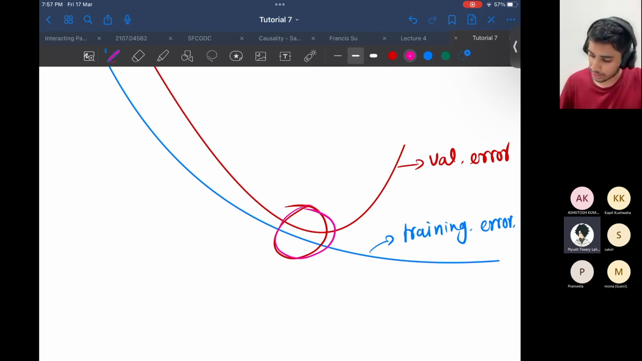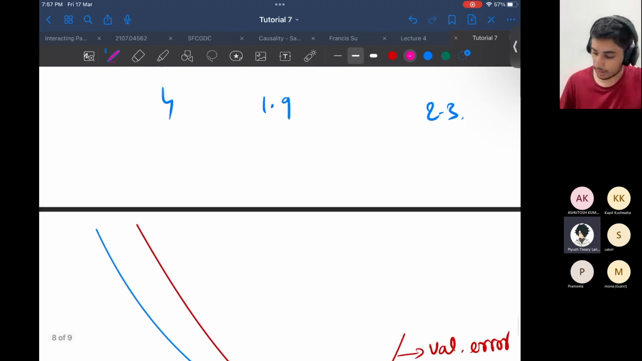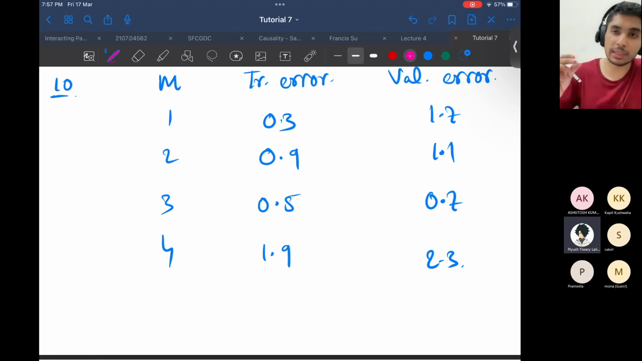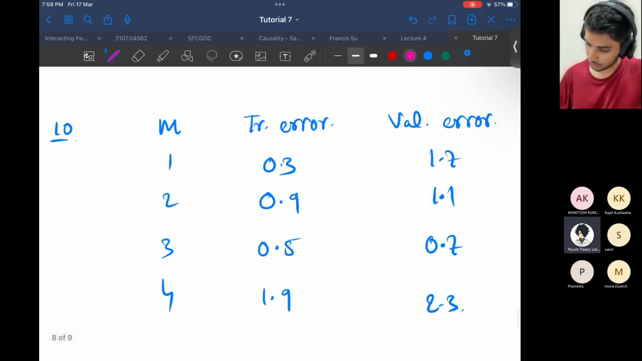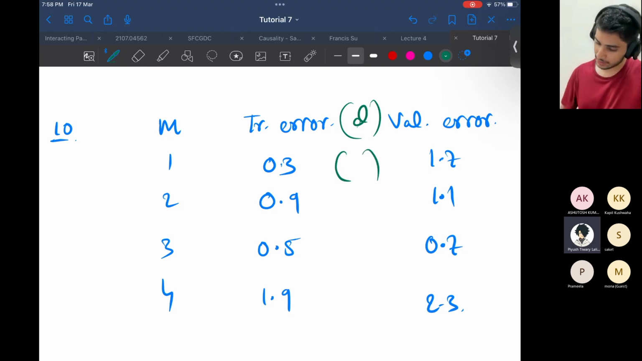At the sweet spot, validation error is close to your training error. Both of these are very close to each other. So whichever model gives me the least difference between validation error and training error, I will choose that model. I hope you will agree with me. That is the model that we should use. So let's make a difference table here. What is the difference here? 0.3 and 1.7.